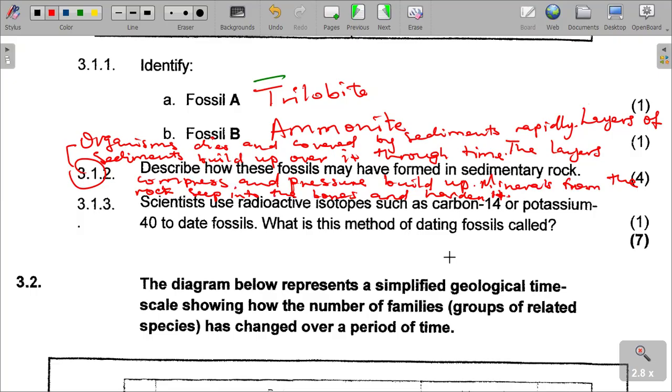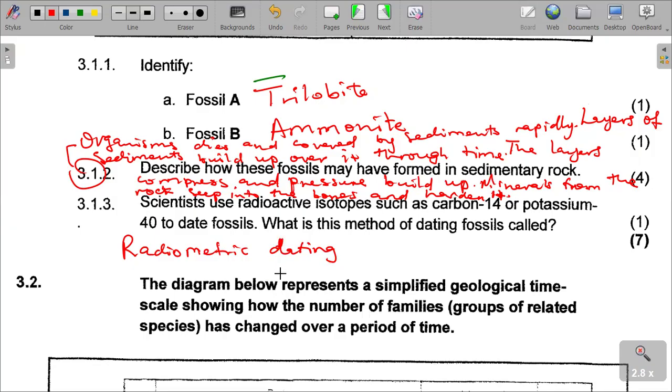And then scientists use radioactive isotopes such as carbon-14 or potassium-40 to date fossils. What is this method of dating fossils called? I'm sure that you can remember that this is called what? Radiometric dating. It is called radiometric dating, class.